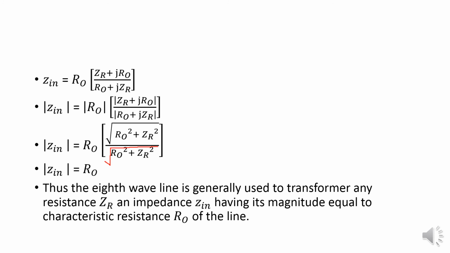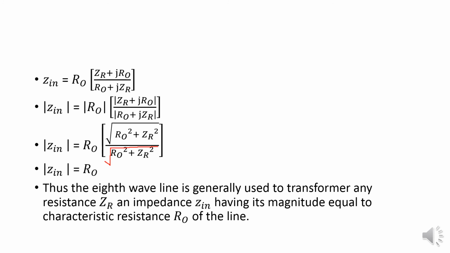So the answer is modulus of Z in equal to R naught into root of R naught square plus ZR square divided by root of R naught square plus ZR square. Then both the root terms will be cancelled. After that we get the answer as modulus of Z in equal to R naught.